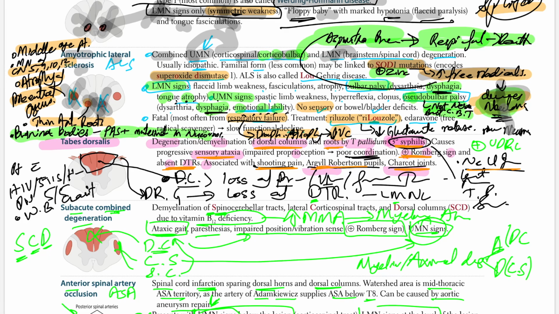And to decrease that glutamate release from the neurons, we want to give a treatment, riluzole. Riluzole is a mnemonic here because it's also known as Lou Gehrig disease. So we said it's a combined degeneration, so you have upper motor neuron signs and lower motor neuron signs. Both are going to be present.